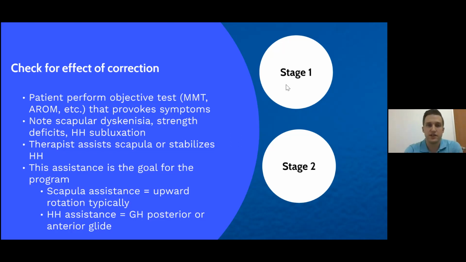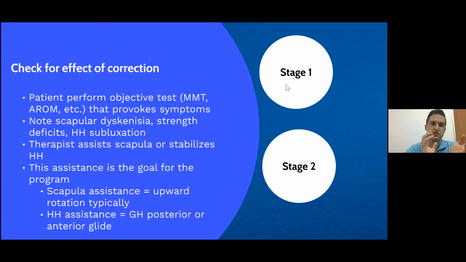So what that looks like is the patient will perform some kind of objective test, whether that's manual muscle testing like we talked about before, especially that ER and IR at 90 degrees, flexion, abduction, or if it's more just active range of motion. If they know that there is some kind of movement, your concordance sign, that provokes their symptoms, that's going to be your objective test.